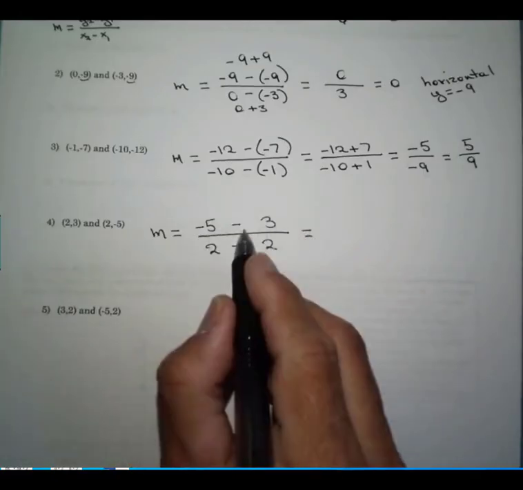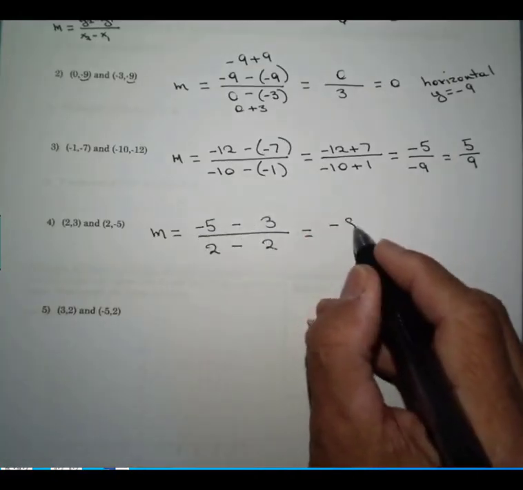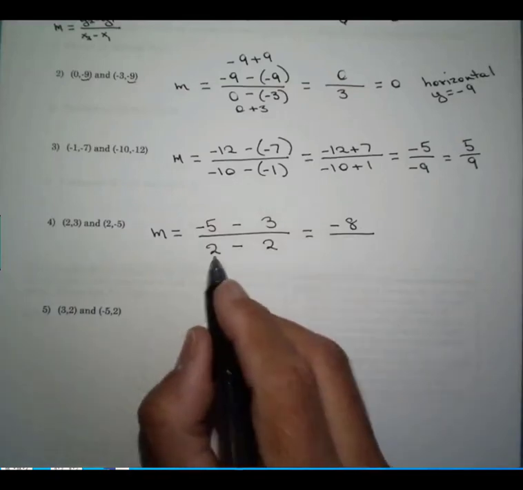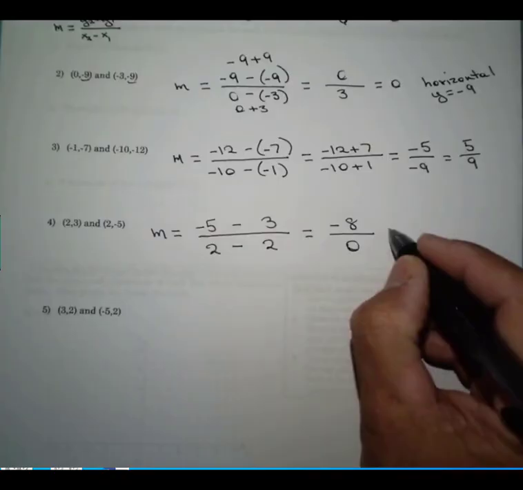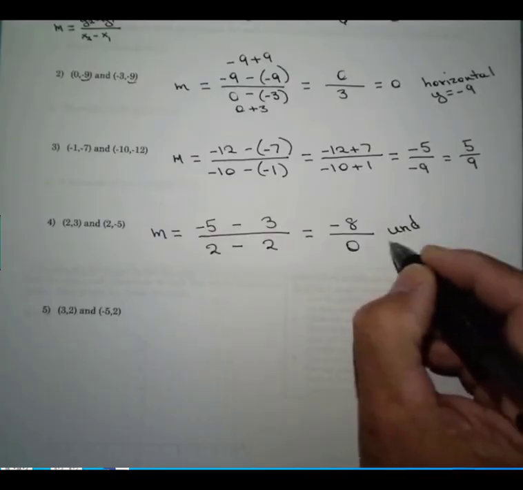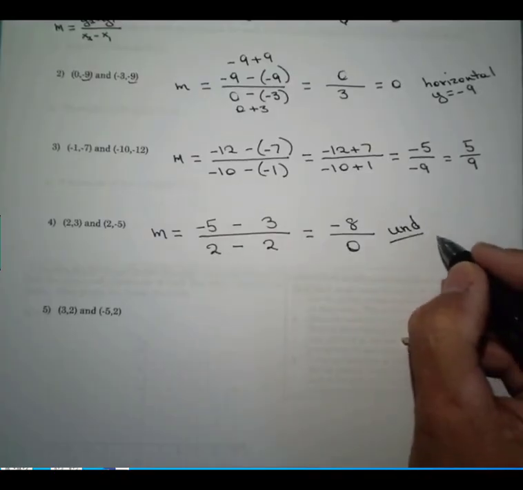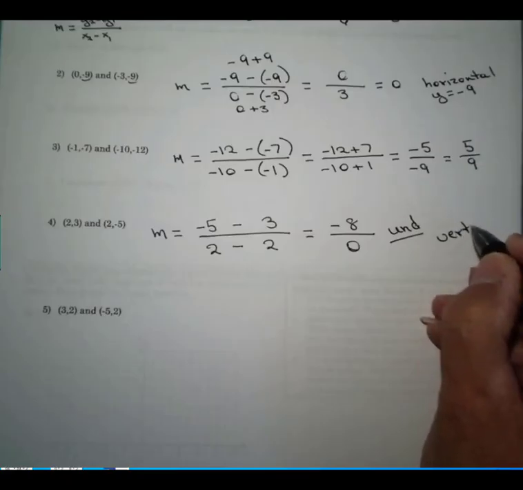So I've got -5 minus 3, -8. And then in the denominator, I've got 2 minus 2, which is 0. And we know we can't divide by 0. So this would be an undefined slope. And that means it's going to be straight up and down. It's going to be vertical.